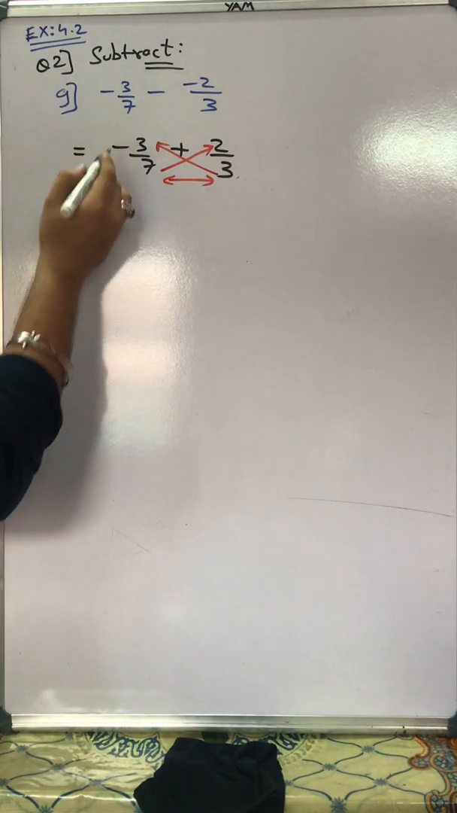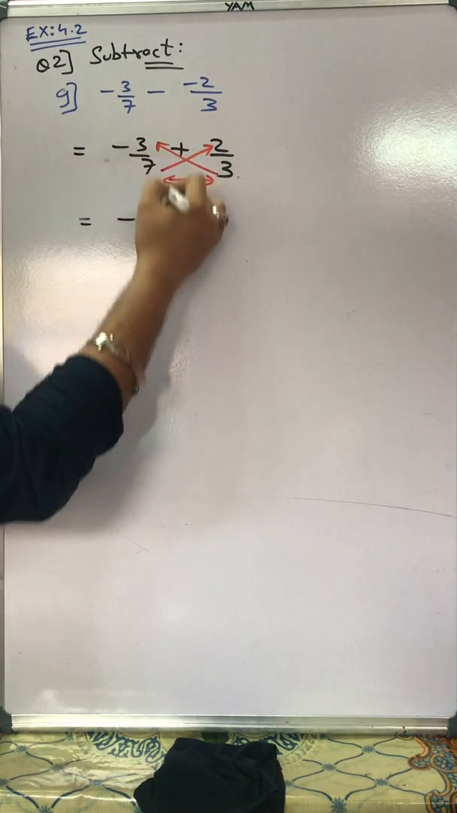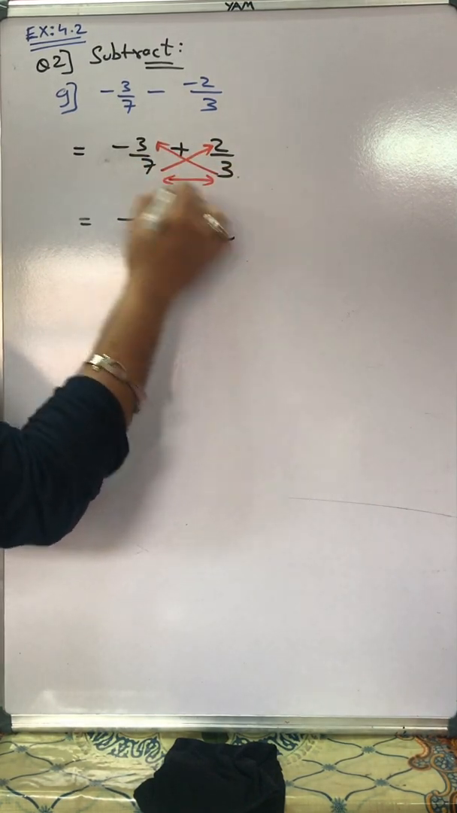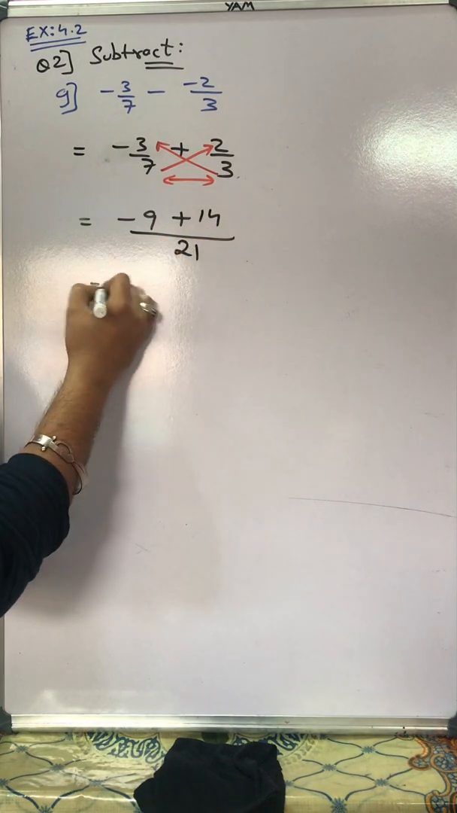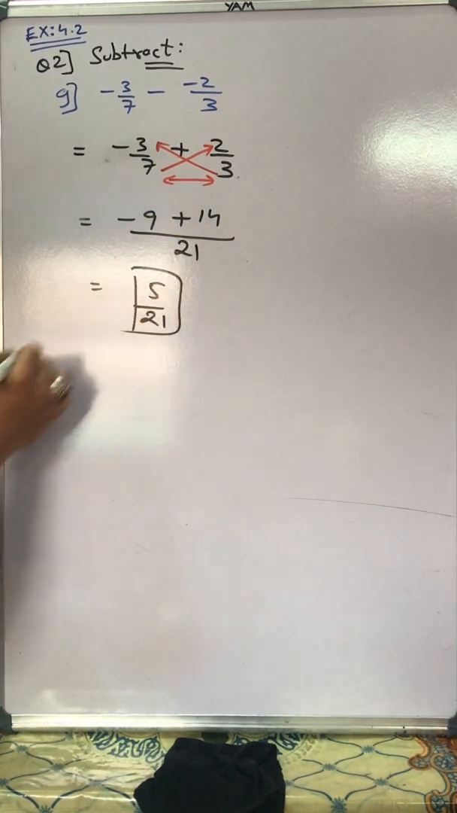But be careful, here we have minus. So what's the answer? 3 multiplied by minus 3 gives me minus 9. By default, plus sign from here. 7 multiplied by 2 gives me 14. The whole upon 7 3s are 21. Minus 9 plus 14 gives me 5. 5 upon 21. This will be my answer.